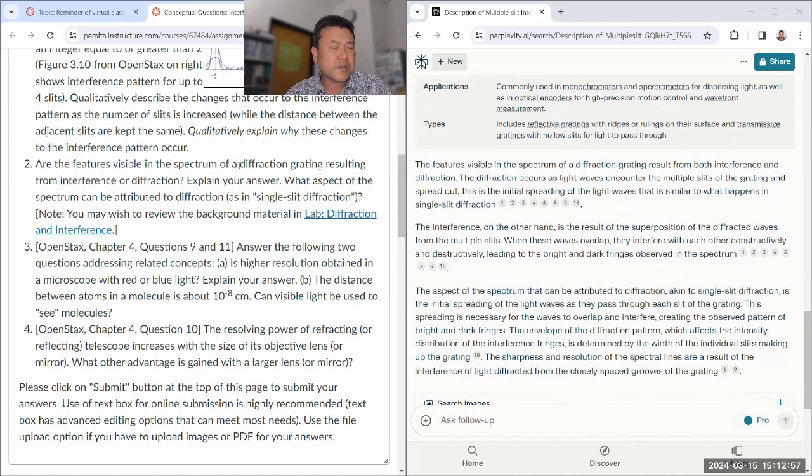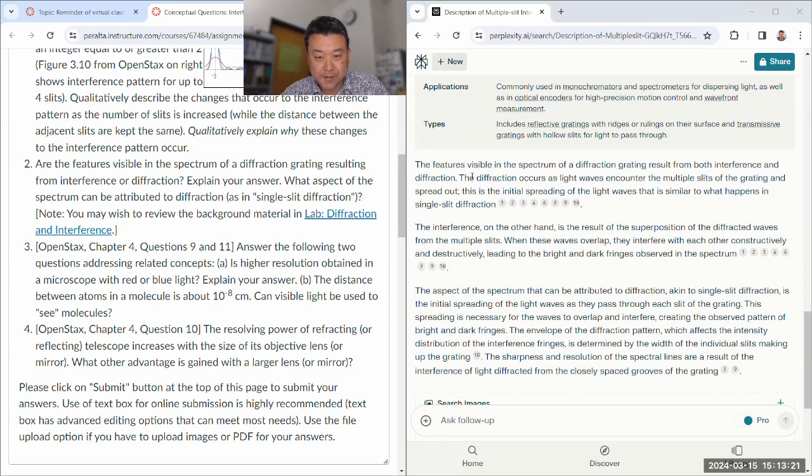And in fact, with the diffraction grating, the interference features are stronger, in the sense that you can predict the position of principal maxima by using the slit separation. And that's interference, not diffraction. Diffraction grating, in my opinion, is almost a misnomer. So let's read Perplexity's answer.